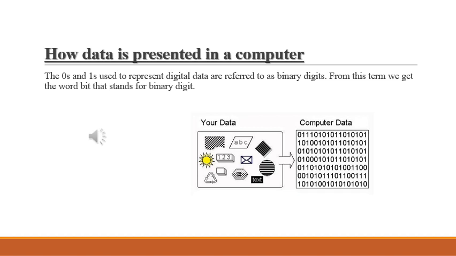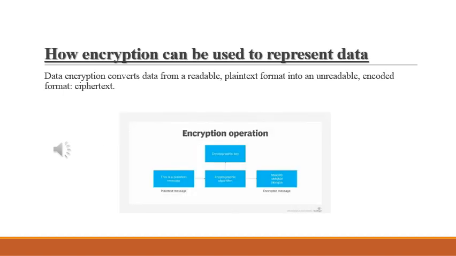How data is presented in a computer. The zeros and ones used to represent digital data are referred to as binary digits. From this term we get the word bit that stands for binary digit. How encryption can be used to represent data. Data encryption converts data from a readable plain text format into an unreadable encoded format, also known as ciphertext.